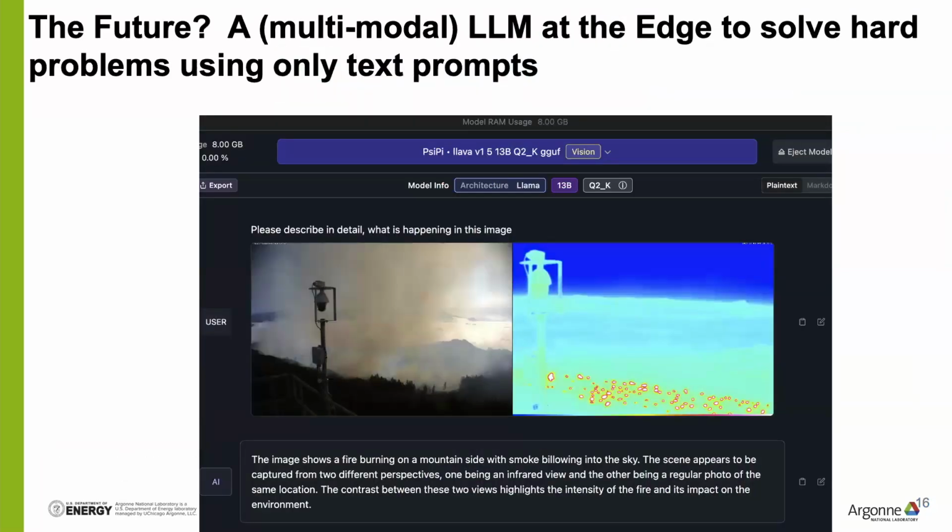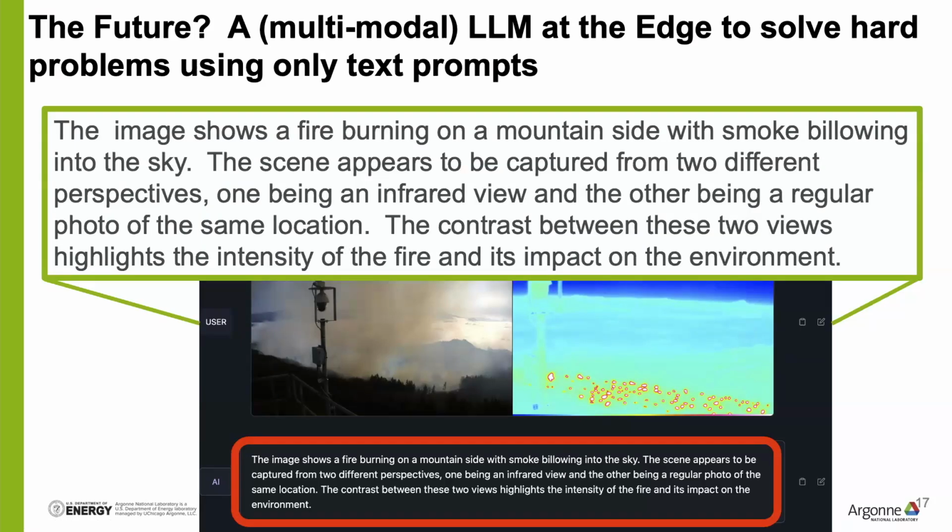Another futuristic idea, everyone loves using their large language models. So we're curious, we're studying this right now, what can we push out to the edge? What models, some of the Gemini has a nano model. Some of these actually can run at the edge, but we're curious, how well do they work on the kinds of data we get? So here's an example where we said, just describe what's happening in this figure that I showed you earlier. And the language model says it shows a fire burning on the mountainside with smoke billowing, blah, blah, blah, and it actually recognizes there's two views here. One's an infrared and the other's a regular photo. I think that's pretty interesting.